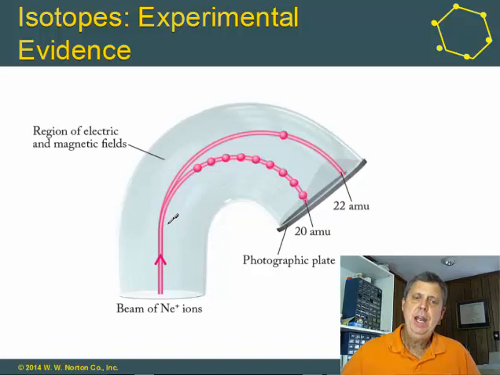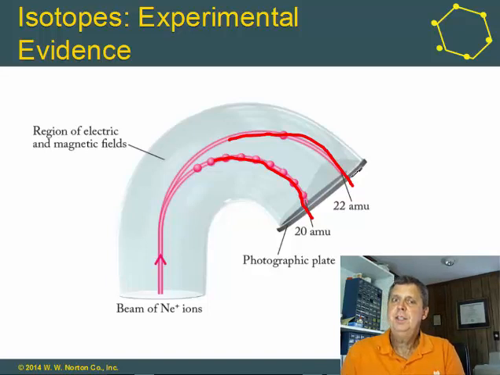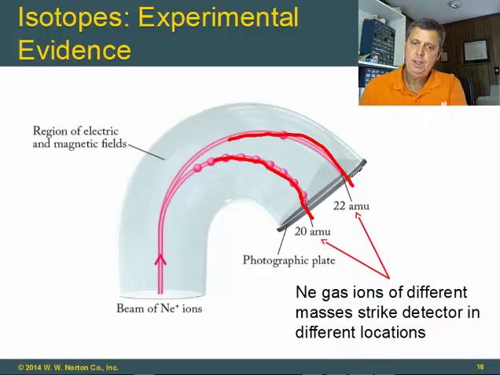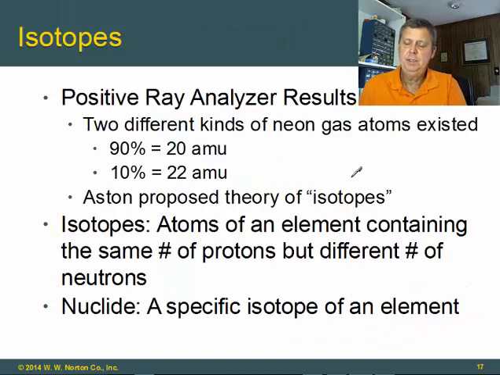And what happens is, as it goes through the electric field at a certain velocity, some of the ions are deflected more than the others. Even though they have the same charge, the same nuclear charge, this is because they have different masses. So it led people to understand that atoms can have different numbers of neutrons by where they strike the, in this case, the detector.